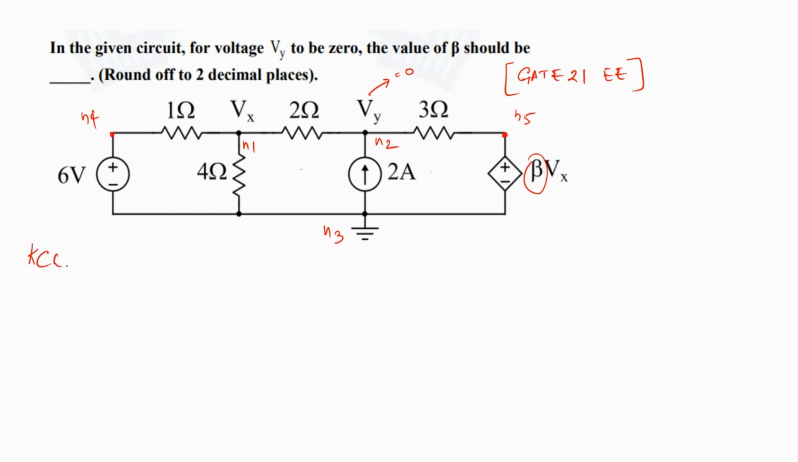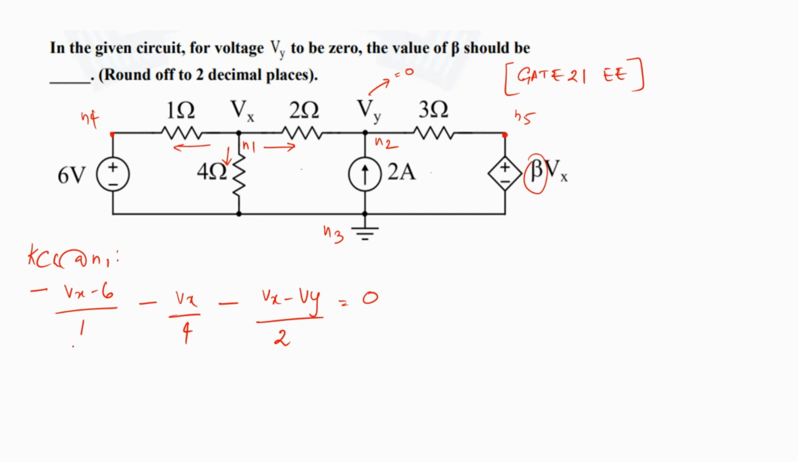So applying KCL at N1, what do we get? Let's consider that there are three currents that are leaving out of node N1 in this manner. To write the equation for this particular current, we get minus of, because it's leaving the node N1, minus of Vx minus 6 by 1. And for this particular current through 4 ohms resistor, minus Vx by 4. And for the current through 2 ohms resistor, we can write it in terms of the nodal voltage Vx as minus of Vx minus Vy by 2. All this put together is equal to 0.